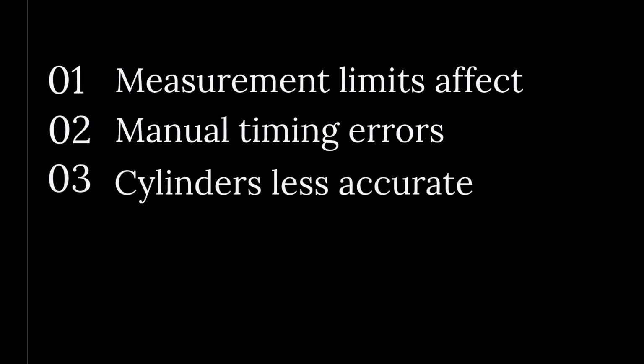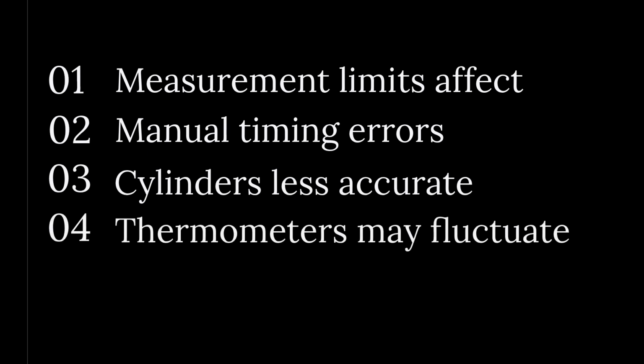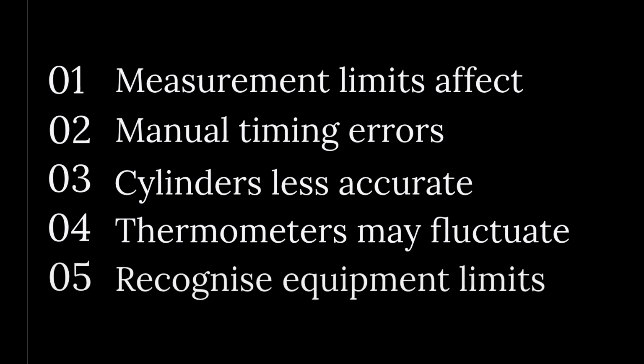All equipment has measurement limits affecting accuracy. For example, measuring cylinders are less accurate than pipettes. Manual timing introduces reaction errors, and thermometers may fluctuate. These factors reduce measurement precision. Recognize equipment limitations in your evaluation.